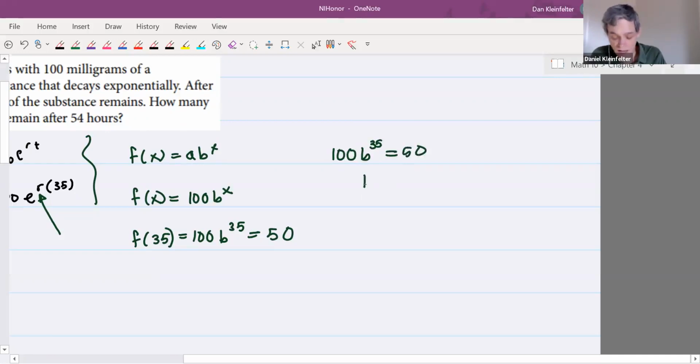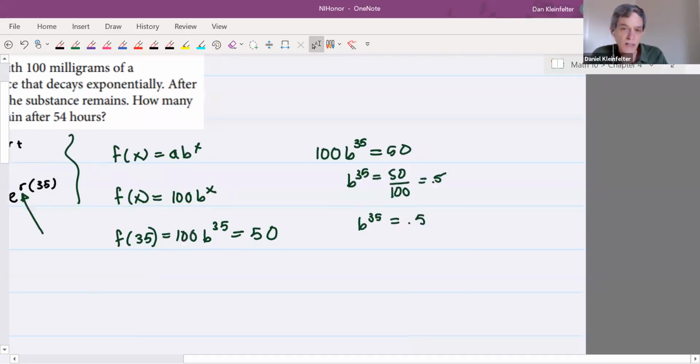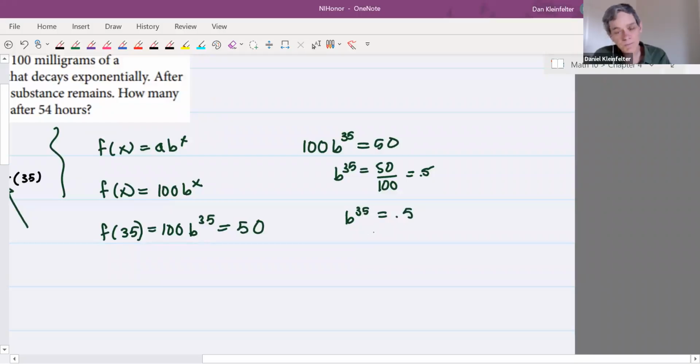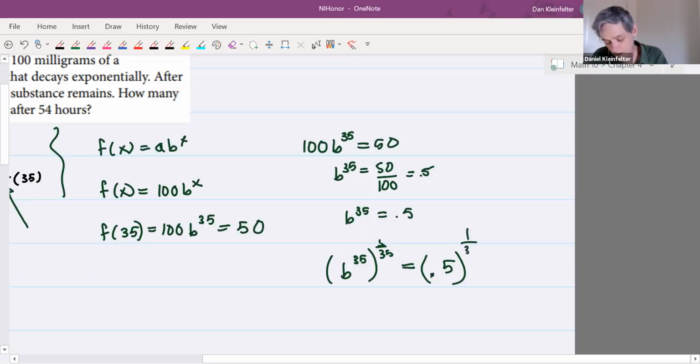So we'll divide through by 100. b raised to the 35 power is 50 over 100, or 0.5. And so we have b raised to the 35th power is equal to 0.5. So then in order to get that b alone, we're going to need to basically take the 35th root of both sides. So I'll take the b to the 35th power and raise it to 1 over 35. And then we'll also take the right side, the 0.5, and raise it to the 1 over 35 power.